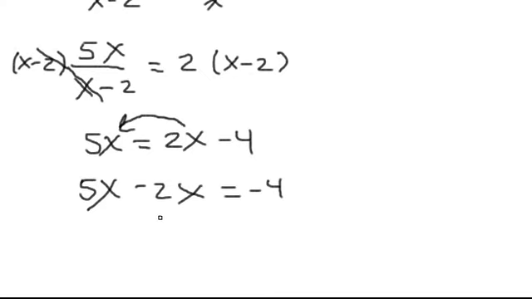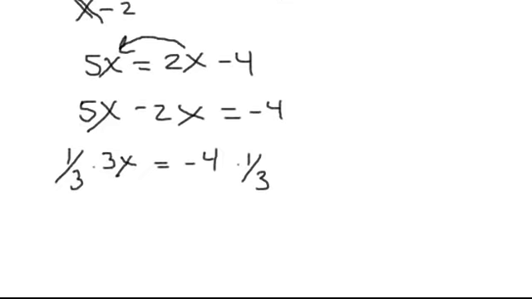So we're going to be left with 3x is equal to negative 4, and then we want to multiply both sides by 1/3, and we end up with x is equal to negative 4/3.